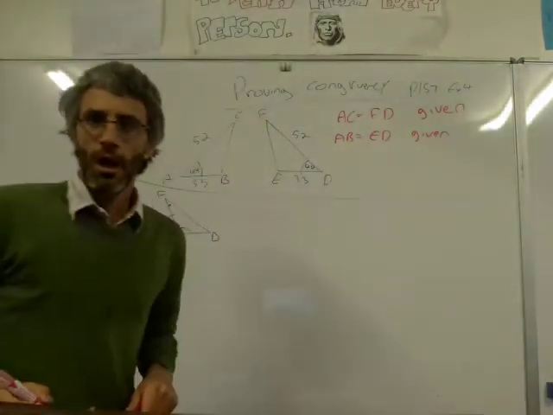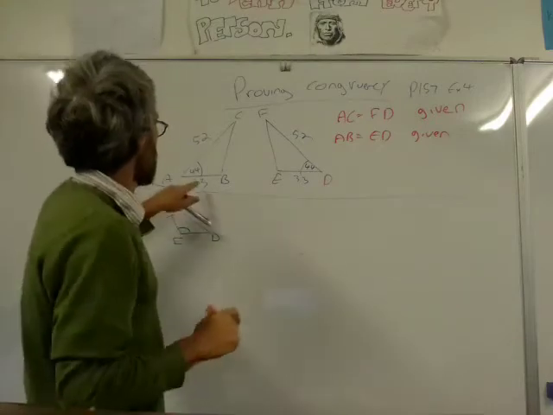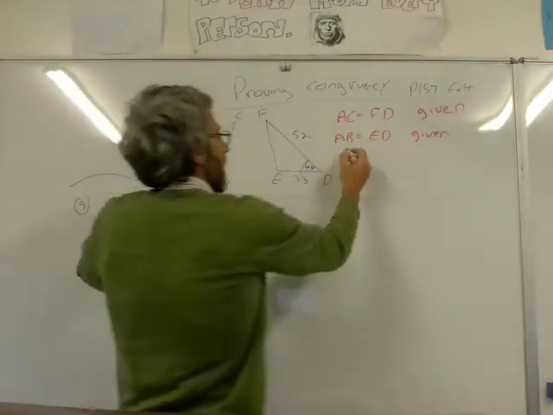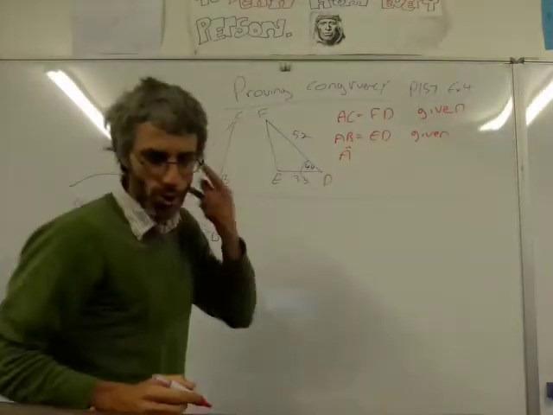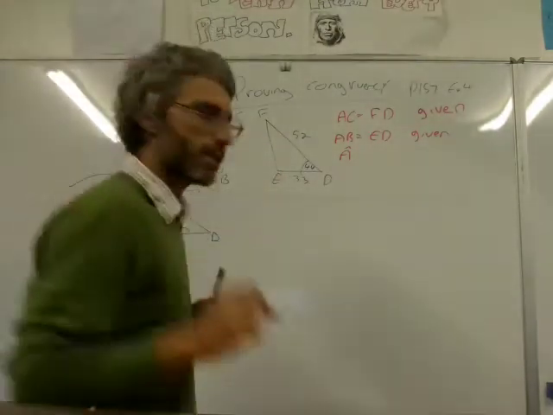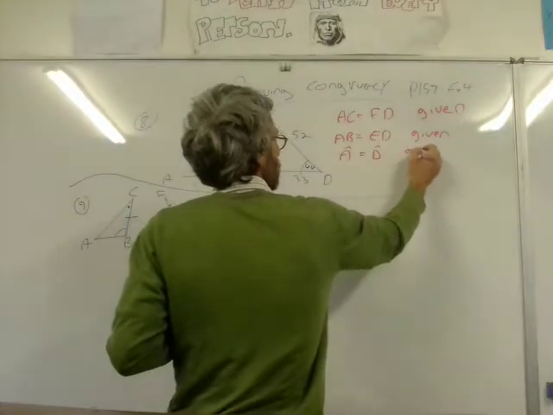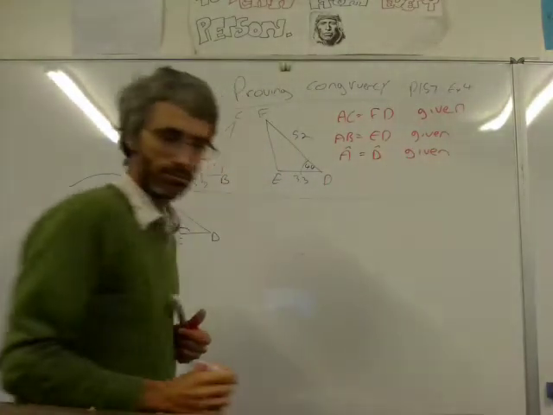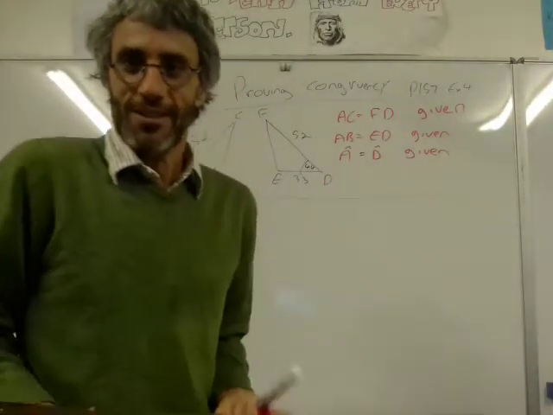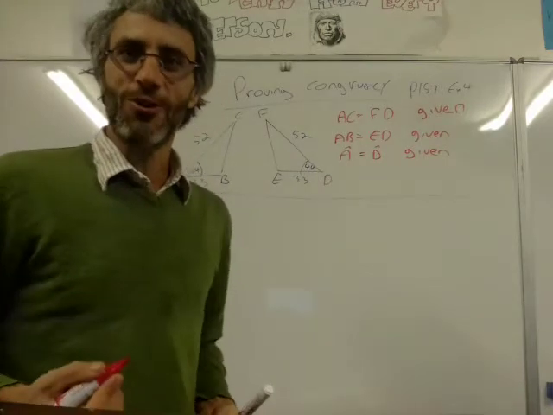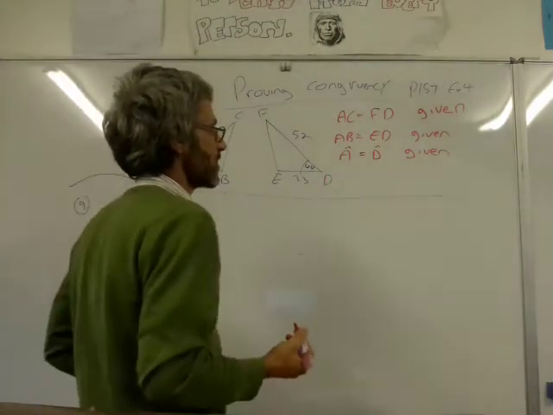Okay, so two sides. Now, the last bit is the angle A. Angle A, remember that's how we usually write angle, with a little hat on top. Angle A equals angle D, and that, again, is given. So now I've got two sides and an angle. I can write down the triangles that are congruent.